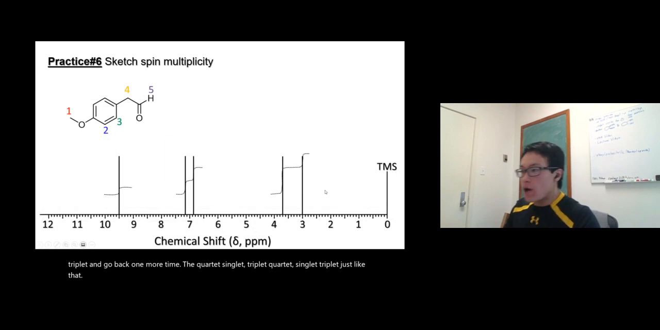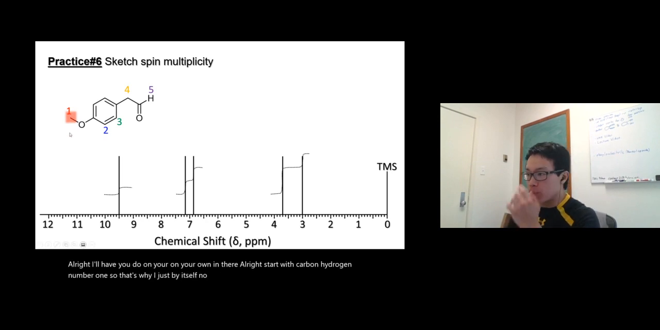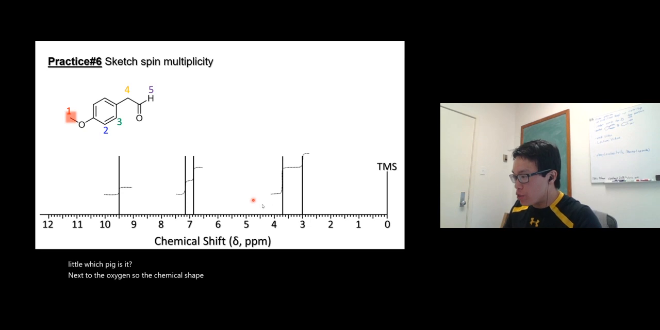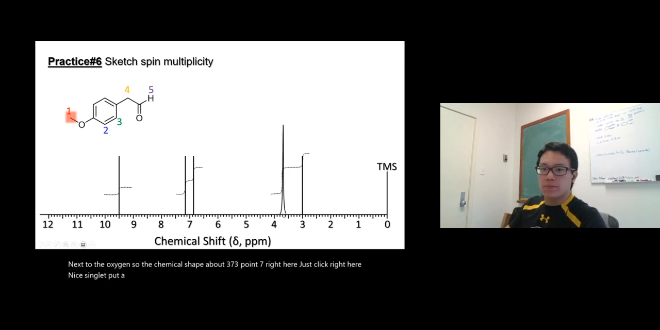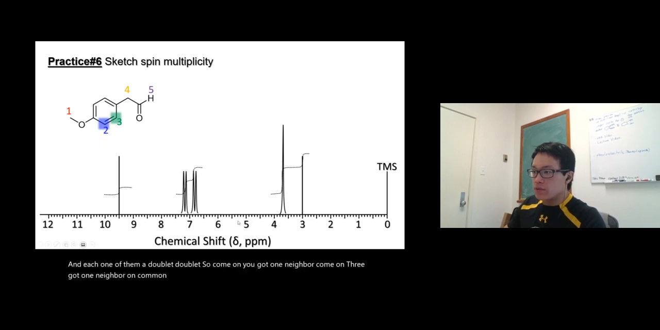All right, I'll have you do the next one on your own. Start with hydrogen number one. This one is by itself, with no neighbor, but you have to guess a little which peak it is. It's next to the oxygen, so the chemical shift is about 3.7, right here. Put a singlet there. Protons 2 and 3 are going to be really close. These are protons on a benzene ring, so the chemical shift is about 7 to 8. Two peaks right here, really close, and each one of them is a doublet, since carbon 2 has one neighbor and carbon 3 has one neighbor.